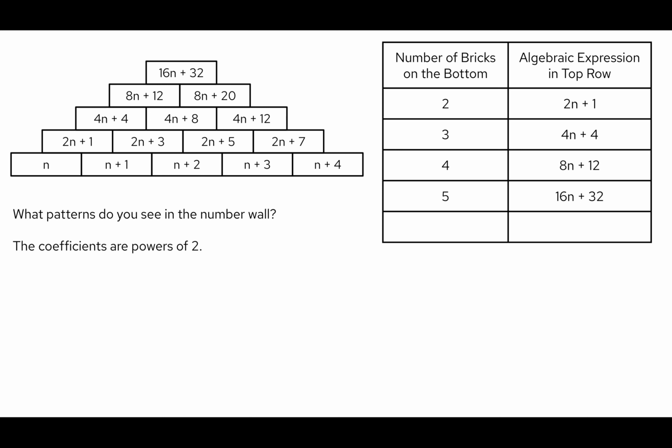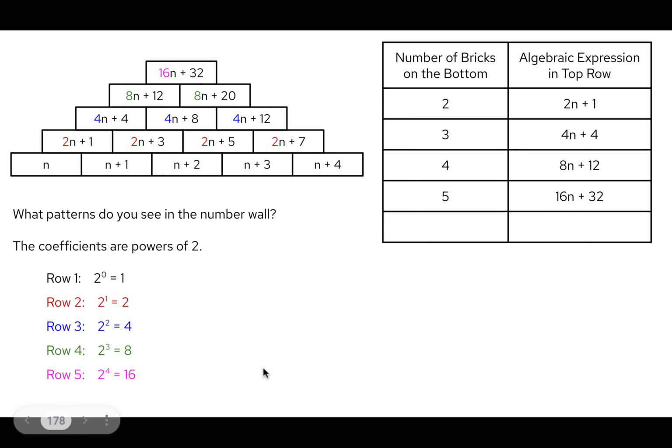Well, I noticed that the coefficients are all powers of 2. That's the coefficients, the 1, the 2, the 4, the 8, the 16. So in this first row, I said 2 to the power of 0. And just a reminder, any number to the power of 0 equals 1. So that's a 1 in front of the n. In the second row, it was 2 to the power of 1, or 2. For the third one, 2 squared, which is 4. The fourth row, 2 cubed, which is 8. And the fifth row, 2 to the power of 4, which equals 16.